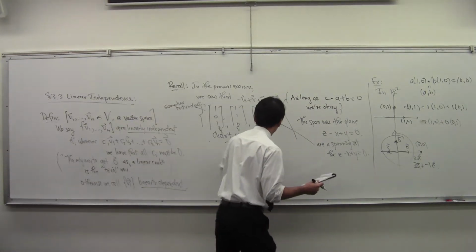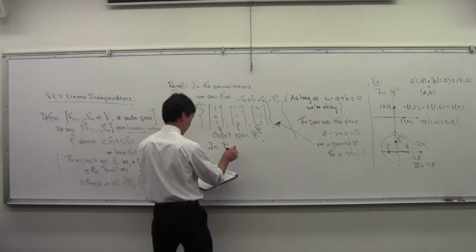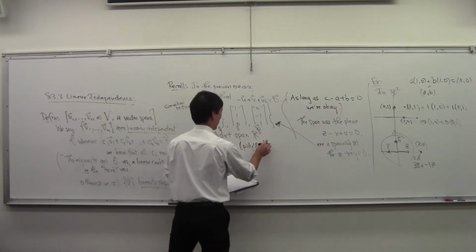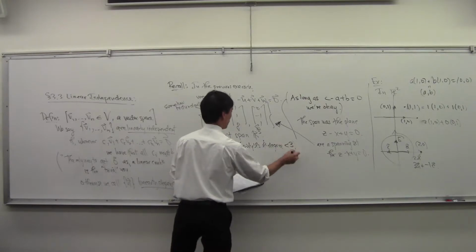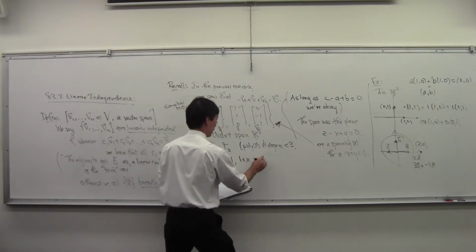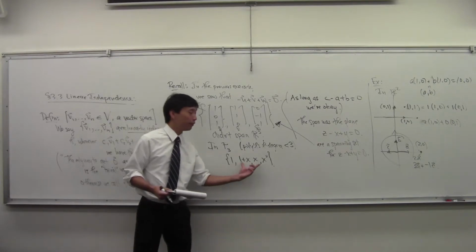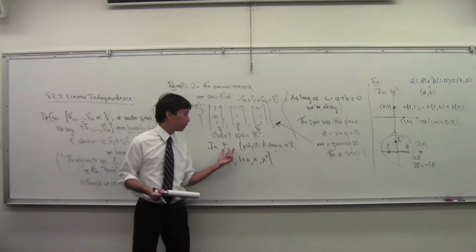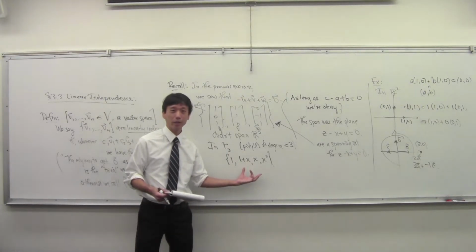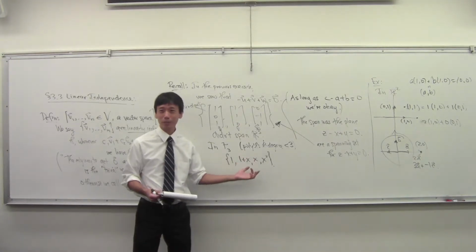A more abstract example. In P3, say, the polynomials of degree less than 3. Consider the set 1, 1 plus x, x, x squared. So you've got 4 vectors in your vector space. P3 is a vector space. You've got 4 vectors in your vector space. Are they dependent or independent? So think for 10 seconds.